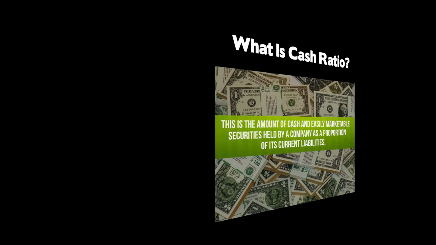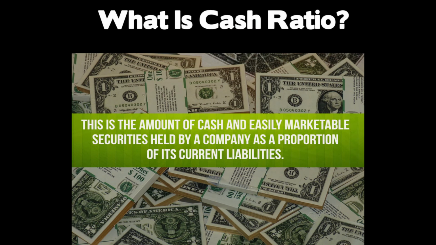Next. Number 9. What is cash ratio? This is the amount of cash and easily marketable securities held by a company as a proportion of its current liabilities. Creditors prefer a high cash ratio, as it indicates that a company can easily pay off its debt. There is no ideal figure, a ratio of not lower than 0.5 to 1 is usually preferred.